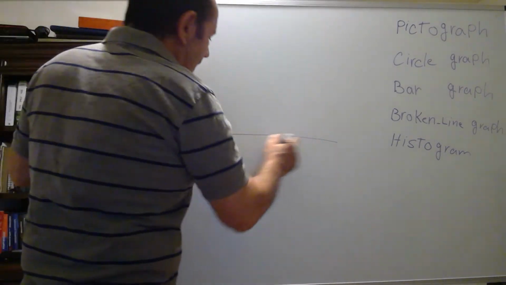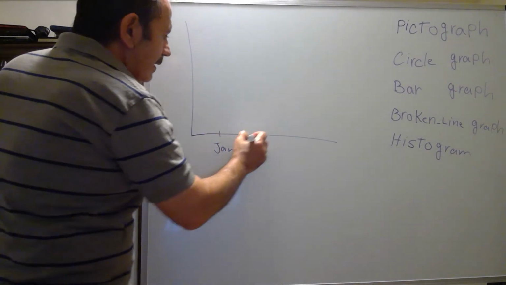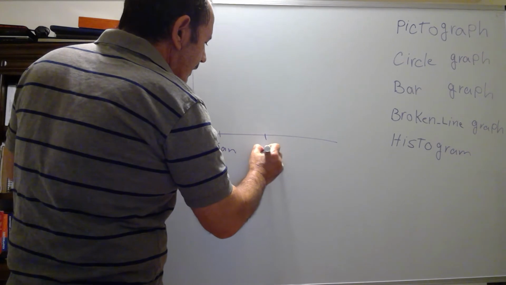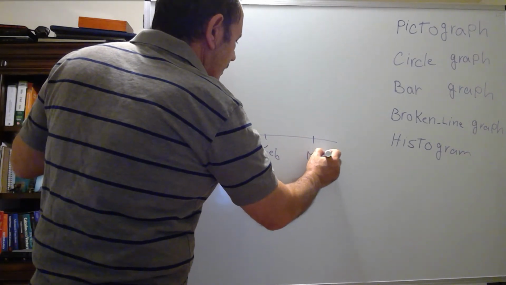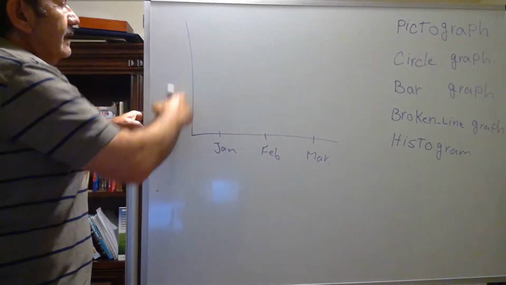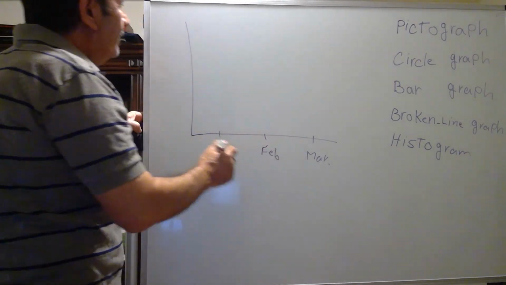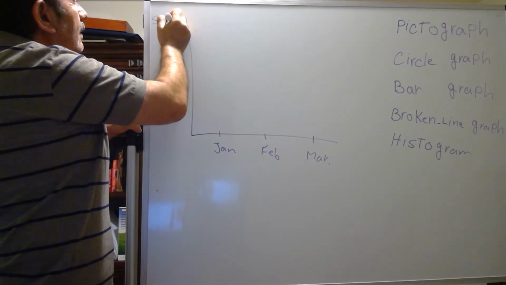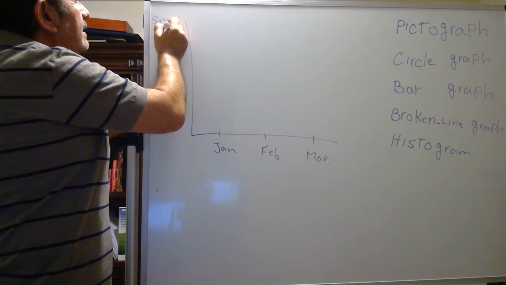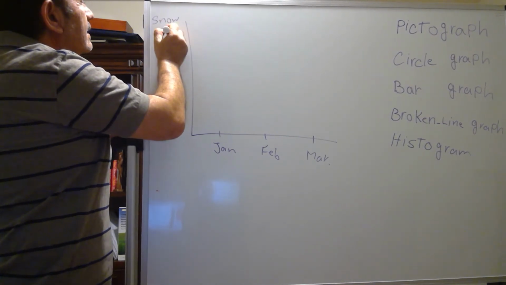Let's say this is the month January, February, and March. Okay, and this is the amount of snow that we have in each of these months. The snow in centimeters. Let's say a snow centimeter.